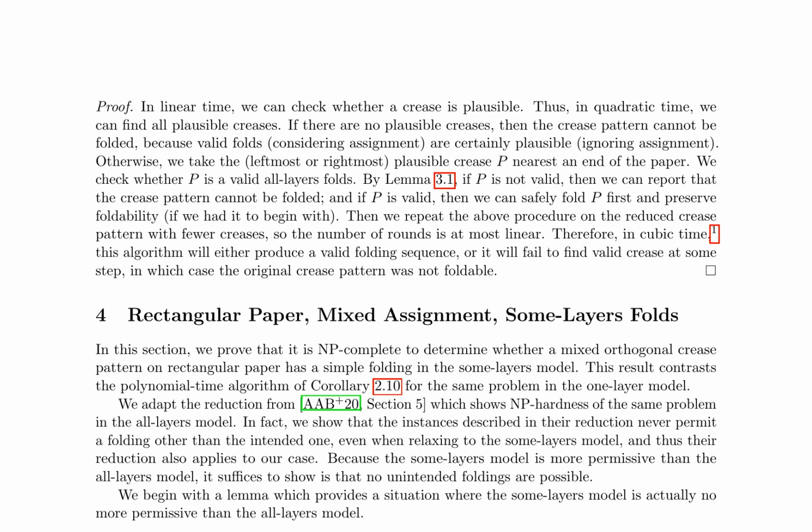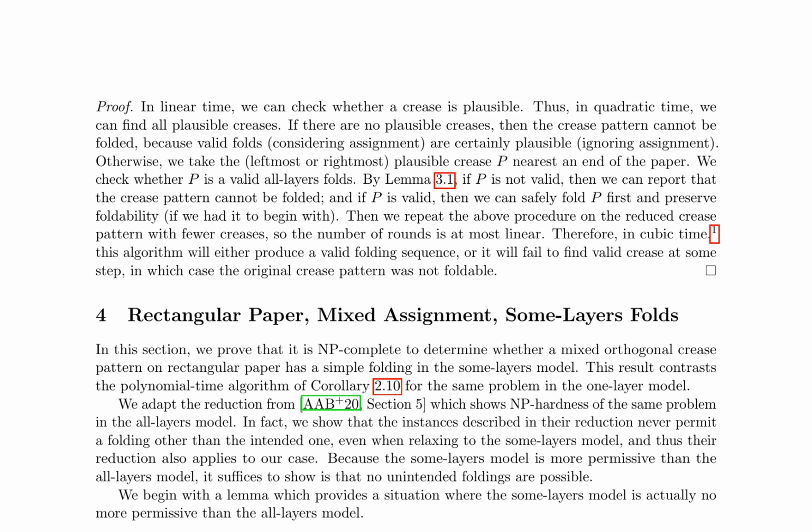Determining whether a mixed orthogonal crease pattern on rectangular paper can be folded in the sumlayers model is NP-complete. This contrasts with the polynomial time algorithm for the one-layer model. The proof adapts the reduction from AAB plus 2O, section 5, which demonstrates NP-hardness for the Allaire's model. The key insight is that instances never permit unintended foldings when relaxing to the sumlayers model.